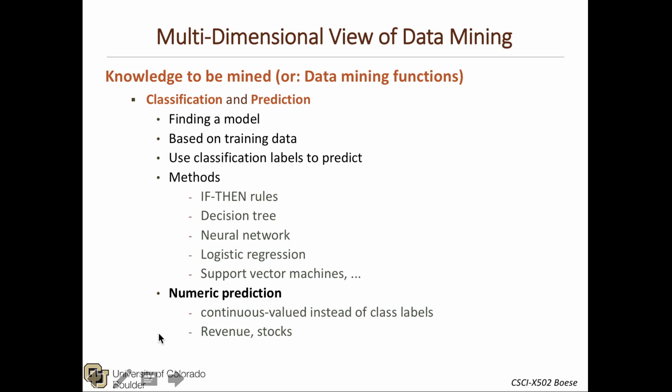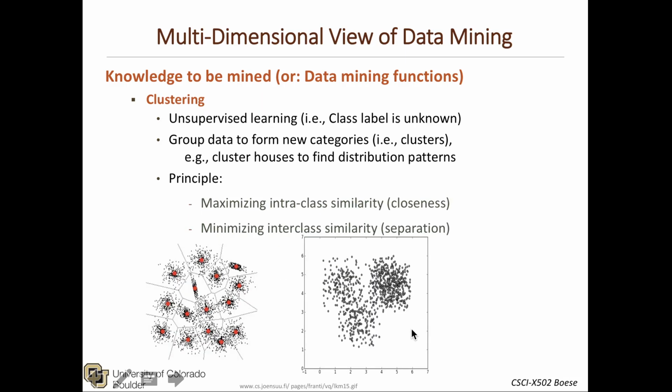This is a continuous value, so it's a numerical continuous value. So we don't have class labels, we're just trying to predict the value of where it's going to end up.